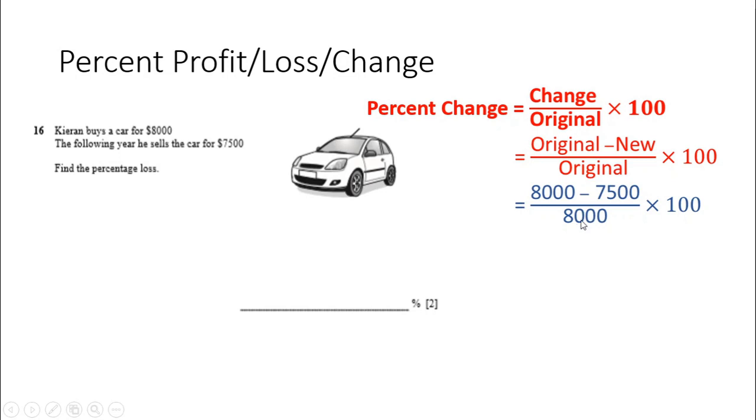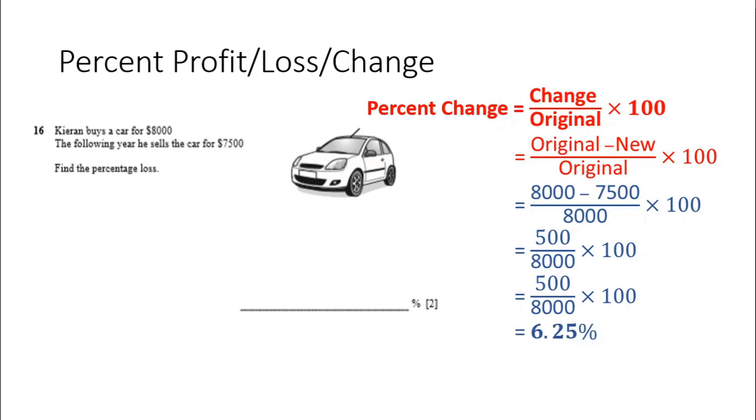Always remember to think carefully before you write this fraction. The original value goes on the bottom. That works out to be 500 over 8,000 times 100, and that works out to be 6.25%. So our answer is 6.25%. He has lost 6.25% of the original value when he sells the car.